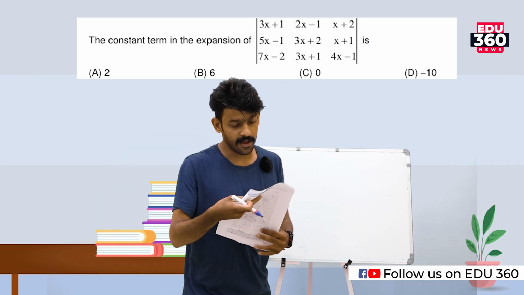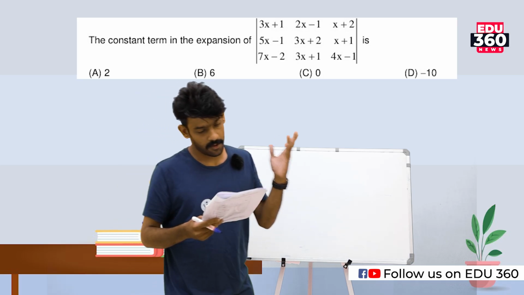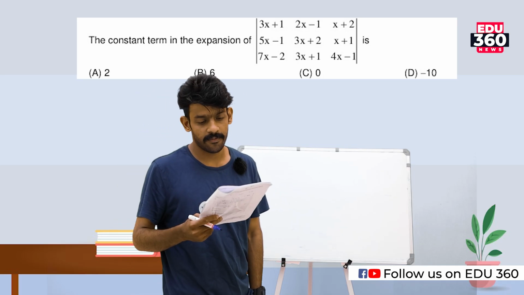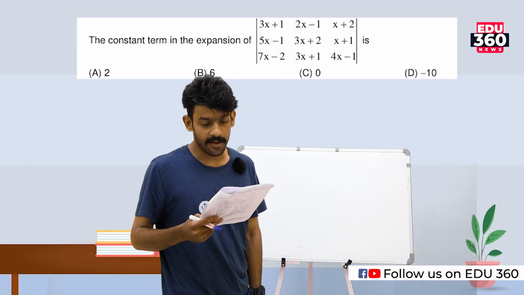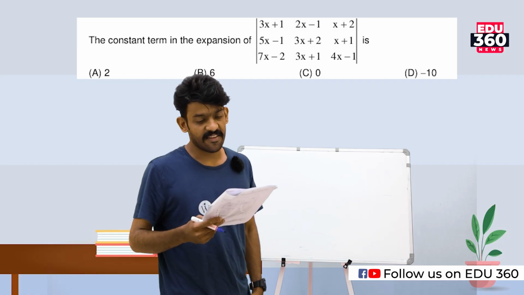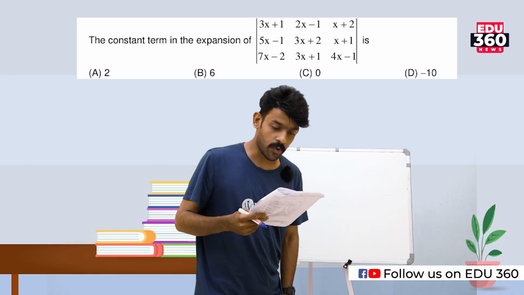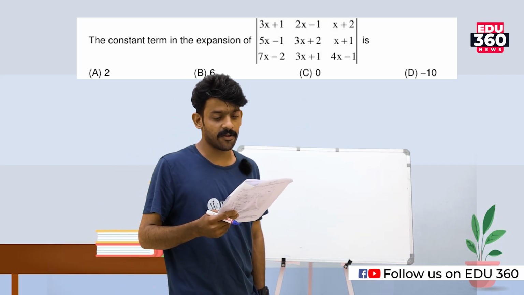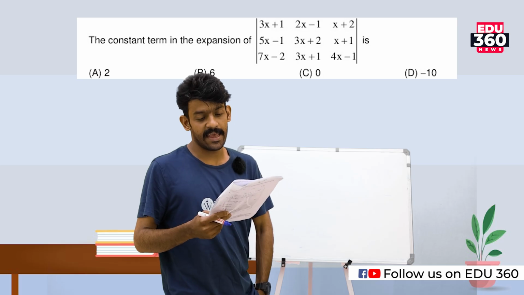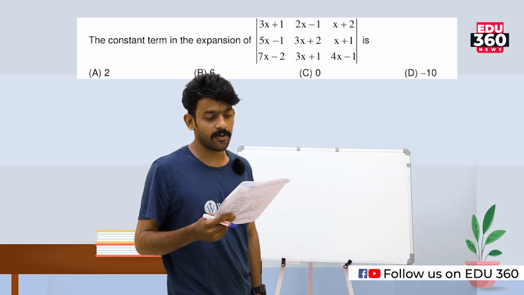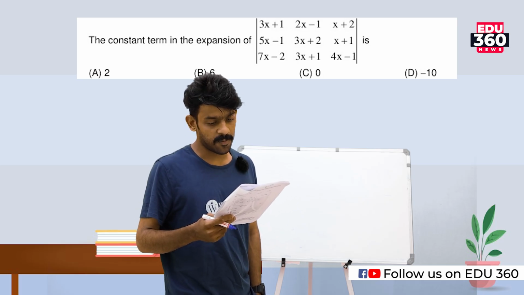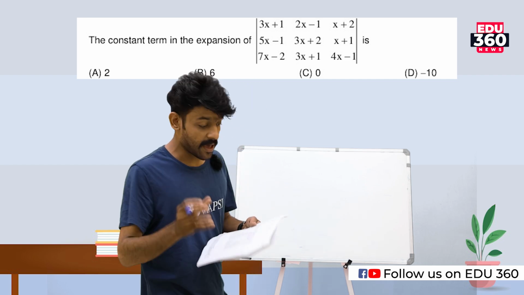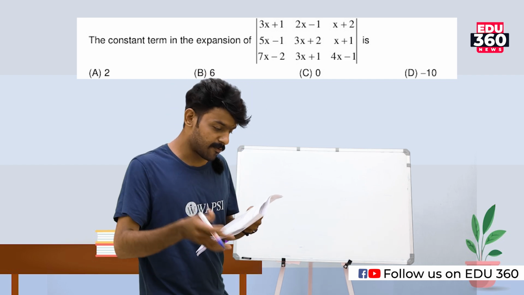So the next question is the constant term. Look at the question. You can see the constant term in the expansion of the determinant. Let me read the first row: 3x + 1, 2x - 1, and x + 2. The second row is 5x - 1, 3x + 2, and x + 1. And the third row is 7x - 2, 3x + 1, and 4x - 1. So we need to find the constant term in the expansion.